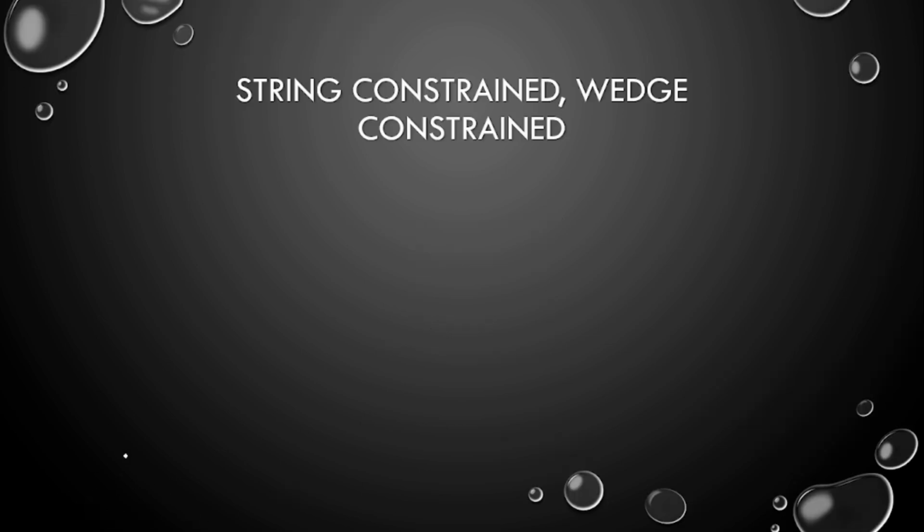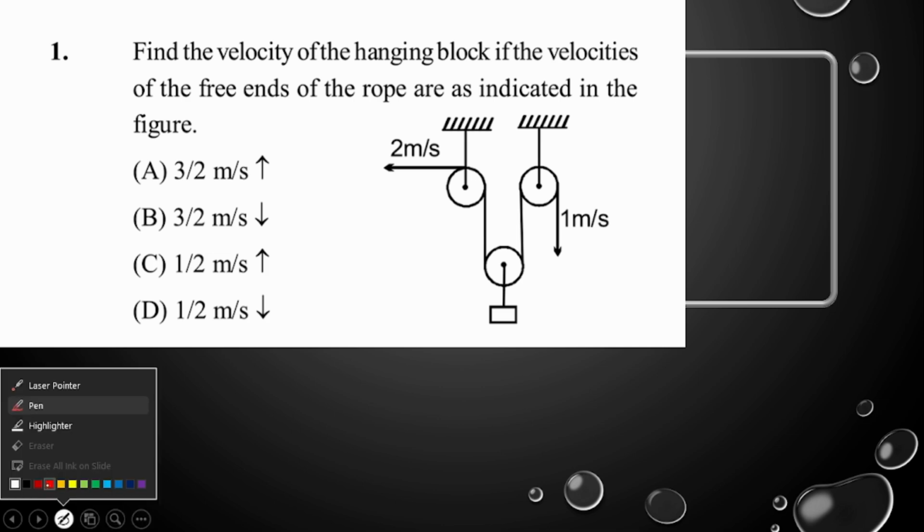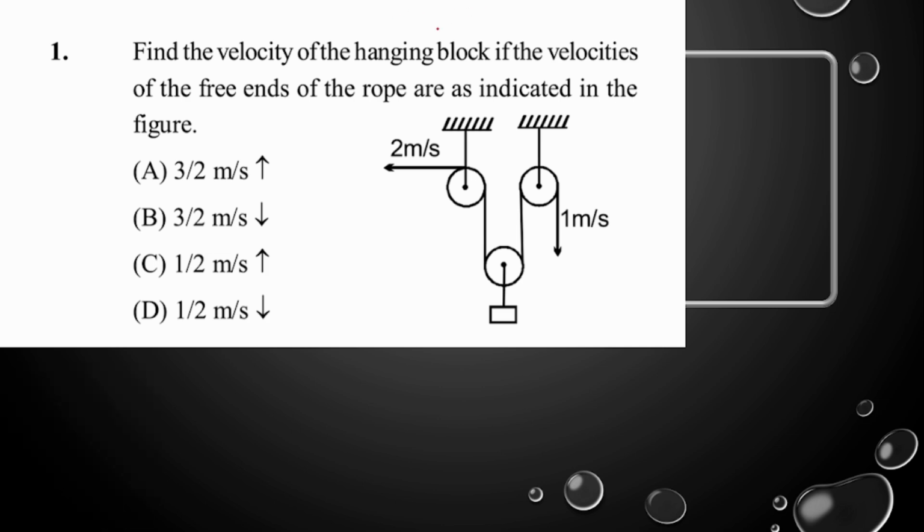NLM series. Today our focus is on string constraint and wedge constraint. So basically we are discussing constraint motion. This is Exercise 1, and the questions are a bit easier. The question is: find the velocity of the hanging block if the velocities of the free ends of the rope are as indicated in the figure. This point is moving with 2 meters per second, this point is moving with 1 meter per second. So what is the velocity of this block?